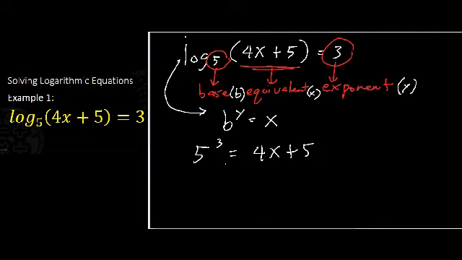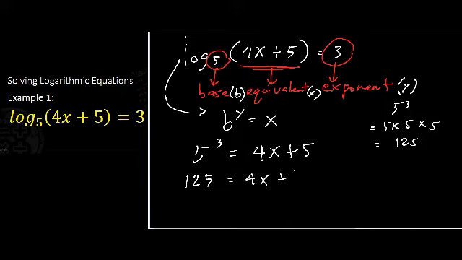So, babalik na tayo kay algebra. So, ang 5 to the third power is equal to 125. That is 5 to the third. So, that is equal to 5 times 5 times 5. So, that is equal to 125. So, is equal to 4x plus 5. And then, algebra lang.